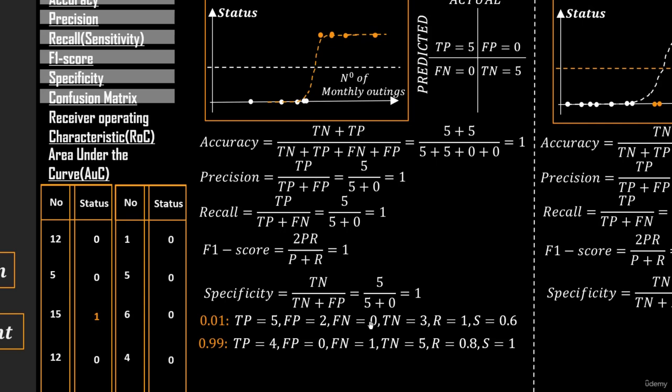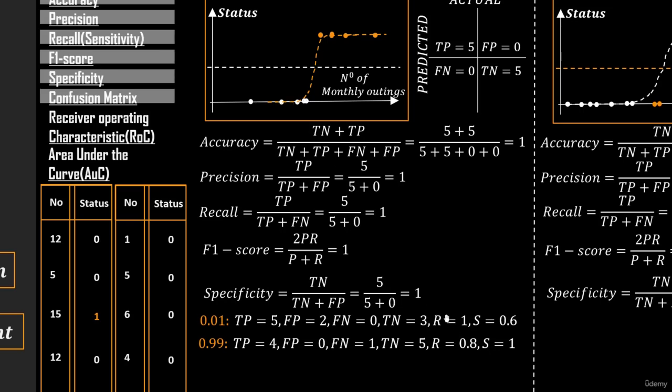The false negatives to be 0. That's because we have actually no positive value which is below. So we have no false negative. Then the number of true negatives is 3. That's because here we are going to be left with 1, 2, 3 negatives, which actually are true negatives.